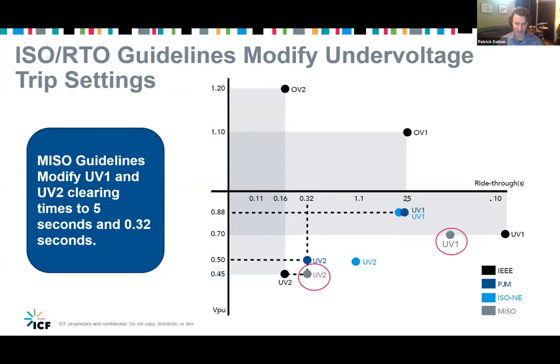And some of these, like ISO New England, I believe was based off of analysis of voltage impacts in the region. PJM might be as well. Others are based off of how equipment is set in that region and operating experience, but we did see a range of different settings being specified or recommended by the ISO RTO when going through this exercise. And this graphic is from that ICF white paper that I mentioned, and there are more details behind this if you're interested there.